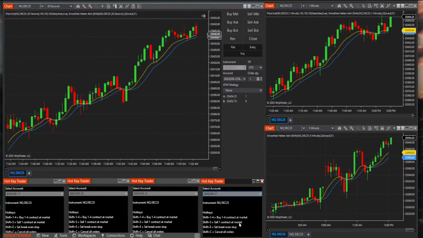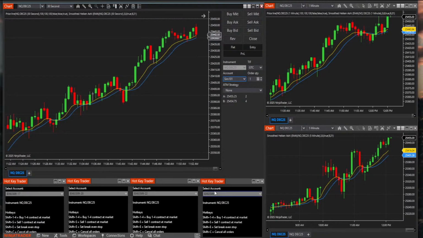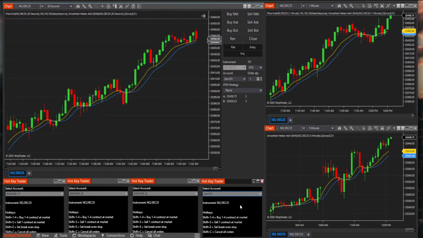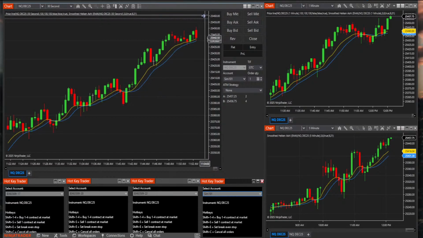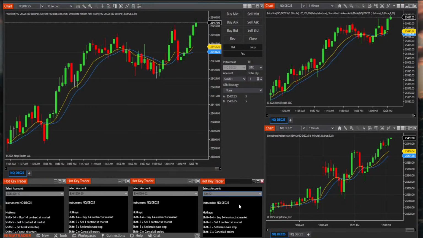Shift S to sell 1 contract. Shift E, break even. Shift C to cancel. Yeah, I mean the cancel works pretty good. If I go over here to the sim, let's go over here to the sim. You gotta be in there, and I don't know, what is it doing? All right. So you got to be in this box right here, and you got an order fill right here, and then you can go ahead. Let's see what it does.